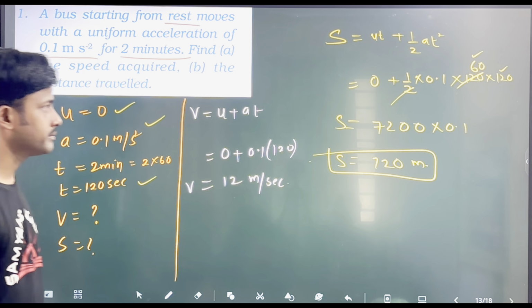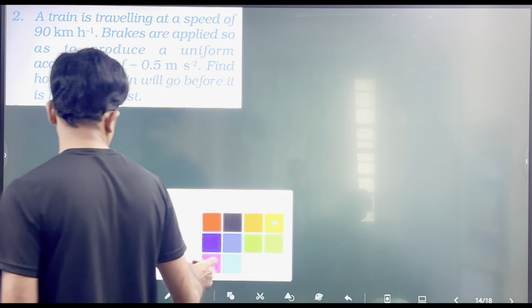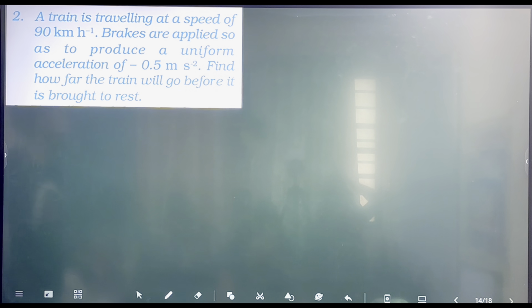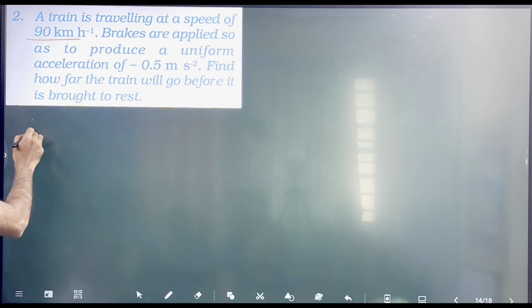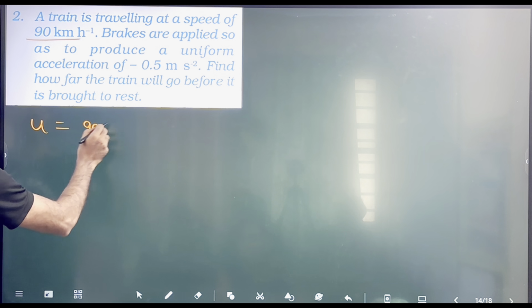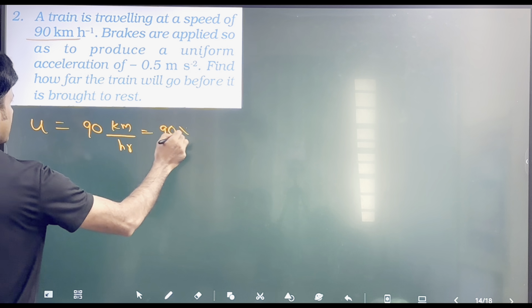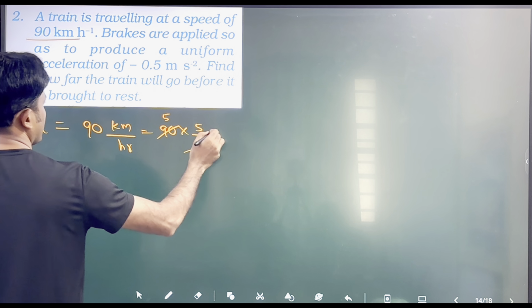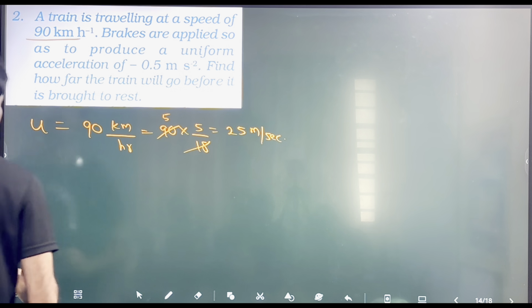720 meter. Right. The next question is: a train is traveling at a speed of 90 kilometer per hour. Okay, so what is the train speed? Initial speed of the train is how much? 90 kilometer per hour. You convert into meter per second: 90 into 5 by 18. 18 how many times? 5 into 5 is 25. So 25 meter per second.